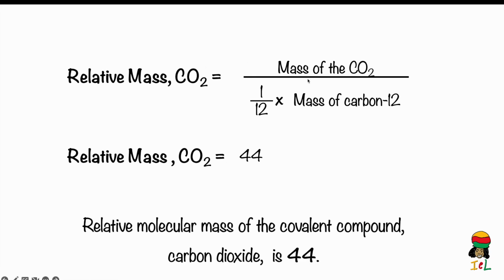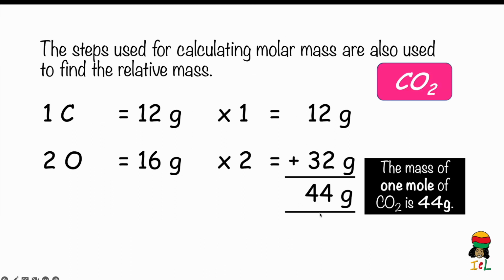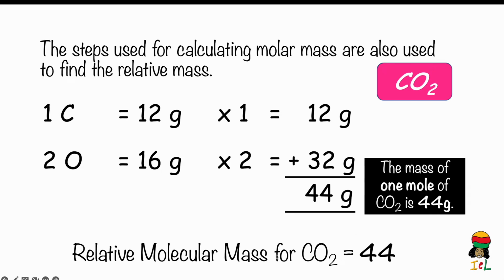Now, this step for deriving the relative mass is not required. After calculating the mass of 1 mole of the compound, we simply record the answer without units for the relative mass. So from this point, after finding the mass of 1 mole of carbon dioxide, we could have simply written that the relative molecular mass of carbon dioxide is equal to 44. So we just write the value of the mass of 1 mole without the unit.